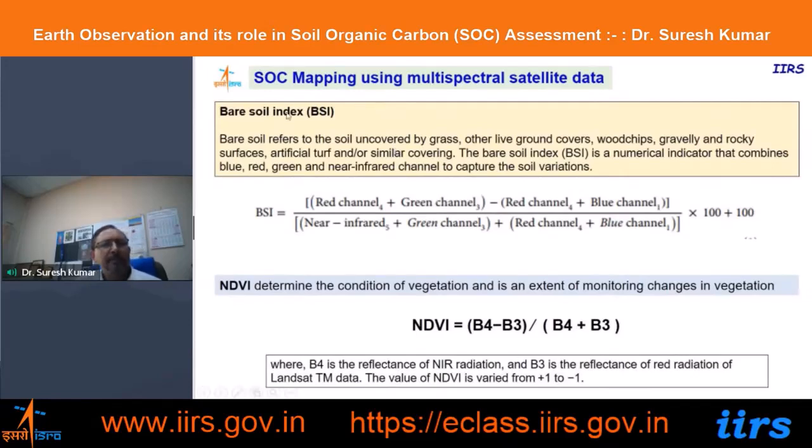The bare soil index has also been used for soil carbon mapping. You can generate the bare soil index with the red and green spectral band satellite data, which you can get from the Sentinel satellites. You can also generate the NDVI, the band 4 minus band 3 divided by band 4 plus band 3. So NDVI and BSI have been found very useful in mapping of soil organic carbon.